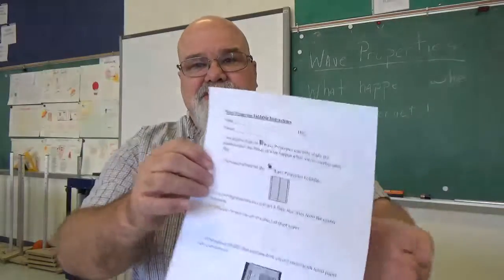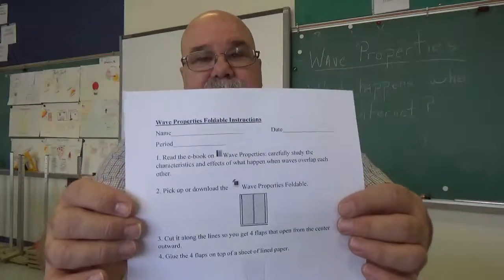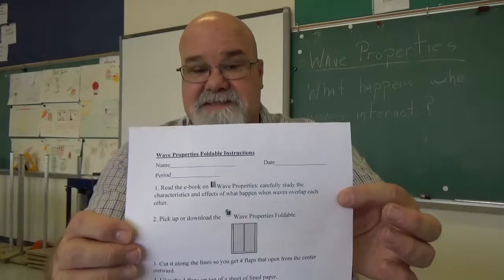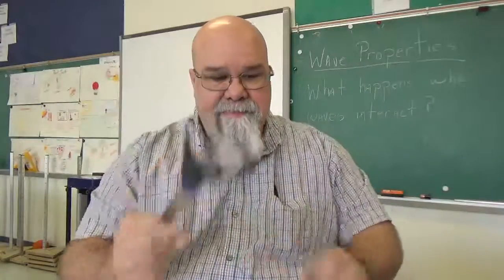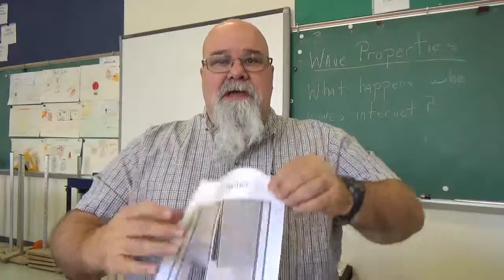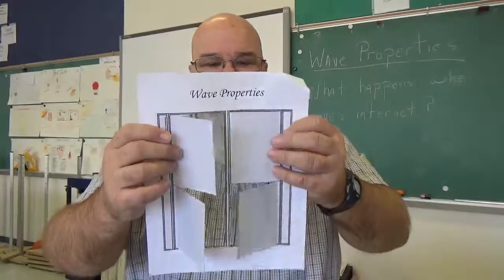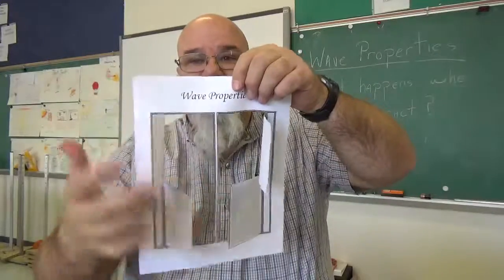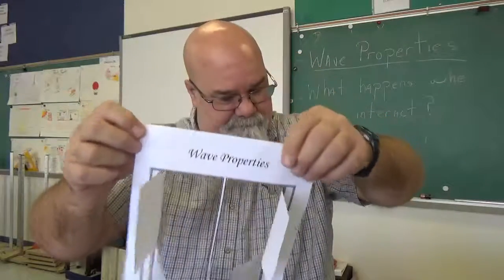If you follow the instructions, first thing you are going to do is read the ebook on wave properties. This is on the CCTA Science site. Then you are going to pick up the wave property and some scissors and some glue. On the sheet it has 4 flaps. You are going to cut it so the flaps can open up like this, and you still want to leave your little center bar down the center.